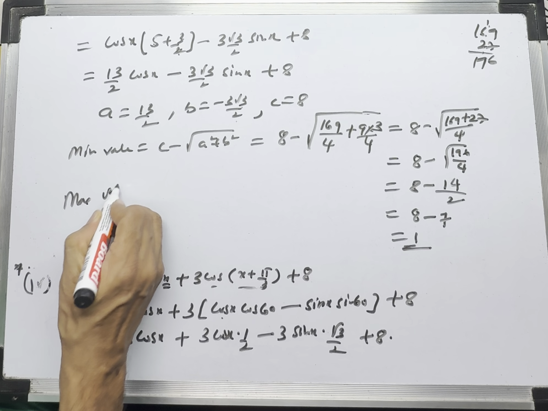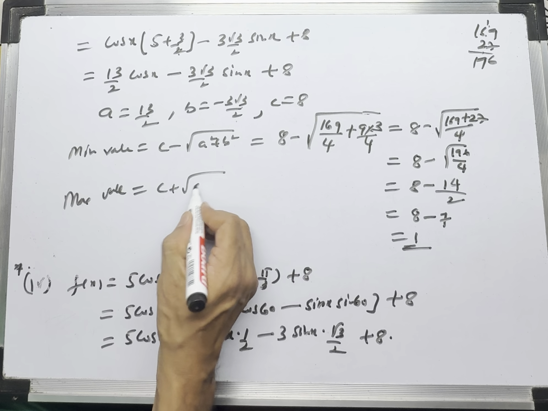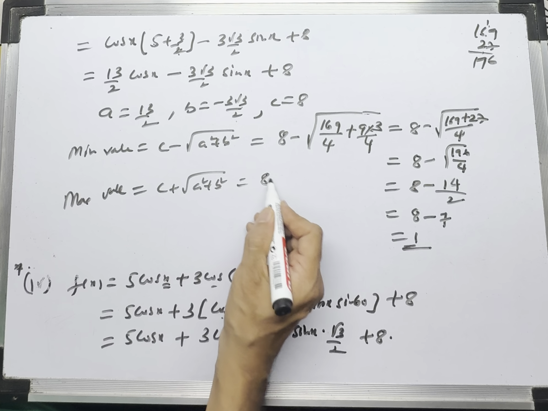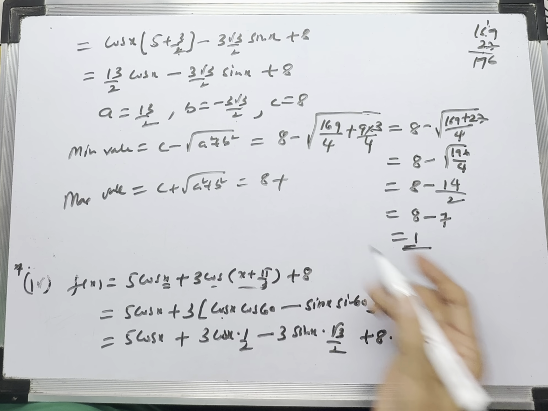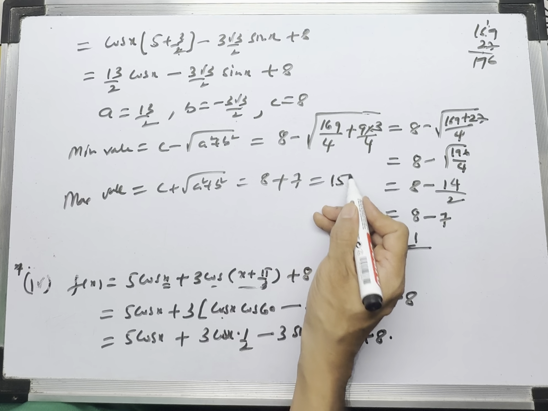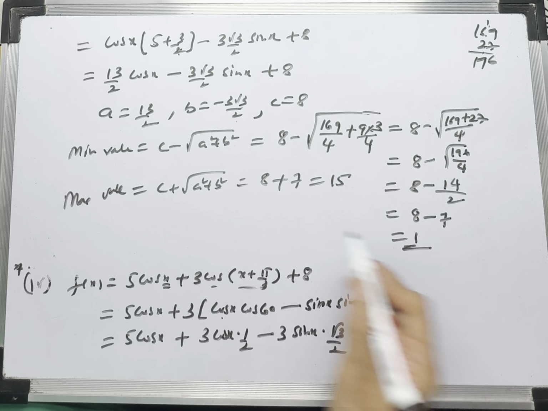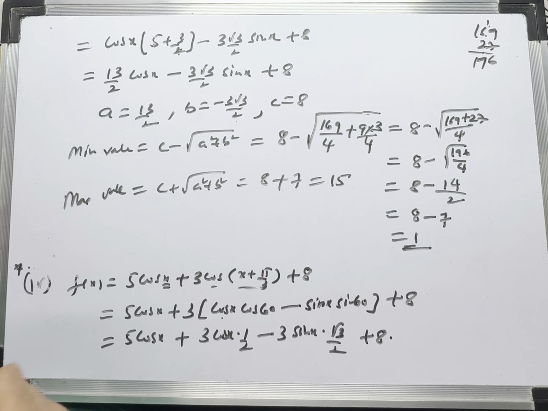Then maximum value we can directly write, c plus root over a square plus b square. C plus this whole root of a square plus b square is 7. 8 plus 7, 15. So the minimum value is 1, the maximum value is 15.